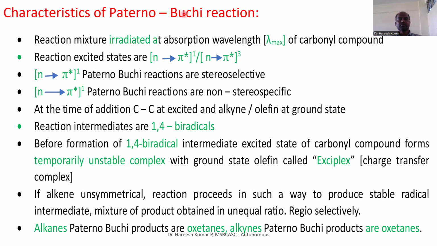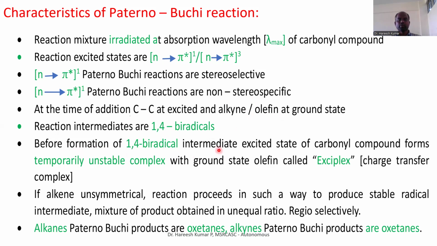Okay, what are the characteristics of the Paterno-Buchi reaction? The reaction mixture is irradiated at the absorption wavelength, lambda max, of the carbonyl compound. The reactive excited states are n to pi star singlet and n to pi star triplet. The n to pi star singlet Paterno-Buchi reactions are stereospecific, and the n to pi star triplet reactions are non-stereospecific. At the time of addition, the carbonyl compound is in the excited state and the alkene or alkyne is in the ground state. Reaction intermediates are 1,4-diradicals.